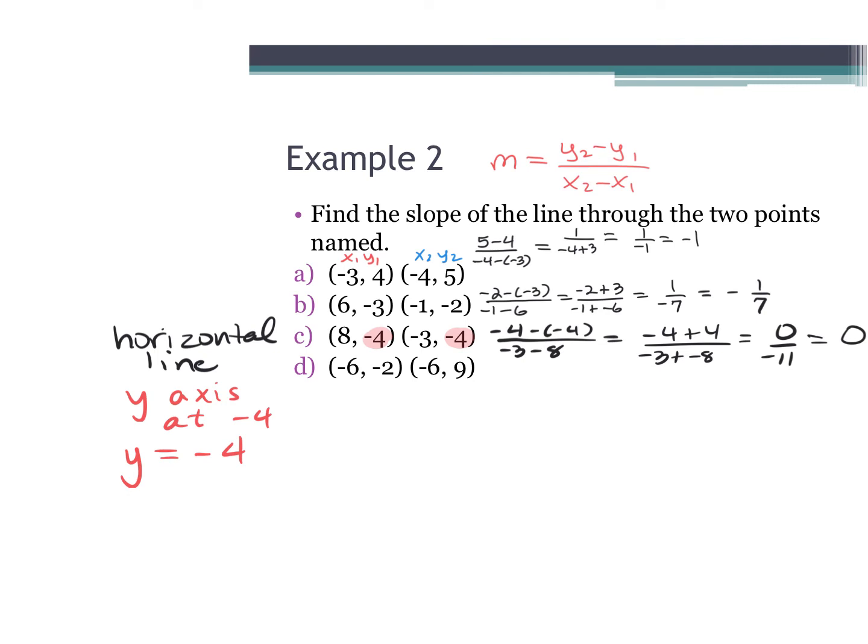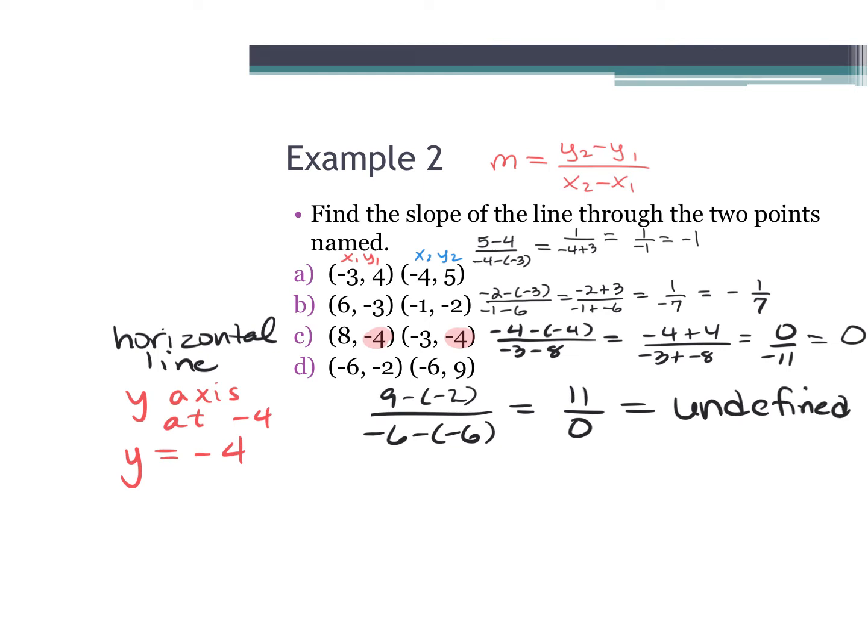For the next one, again, I'm going to subtract. So I'm going to be doing 9 minus negative 2 over negative 6 minus negative 6. This gives me 11 over 0. Whenever the 0 is in the denominator, it's going to simplify to undefined. Don't leave your answer as 11 over 0. Show me that it's undefined.